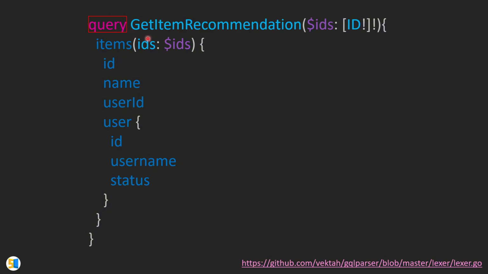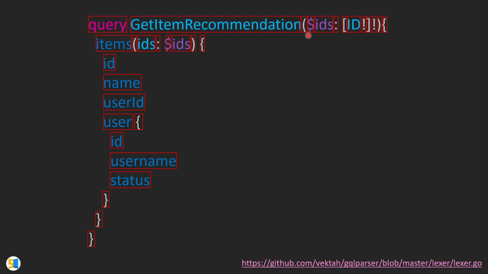Next is G, and it does the same thing, so this will be one token. This opening bracket also will be one token. The dollar symbol will be one token. IDS will be one token. The colon will be one token. The square bracket will be one token, and so on. Eventually, we will have a complete set of tokens of this query like this.